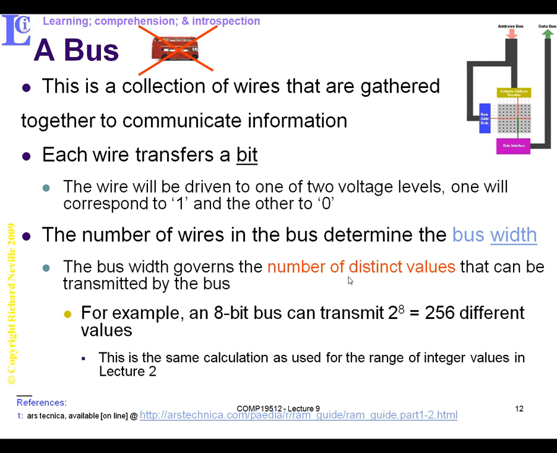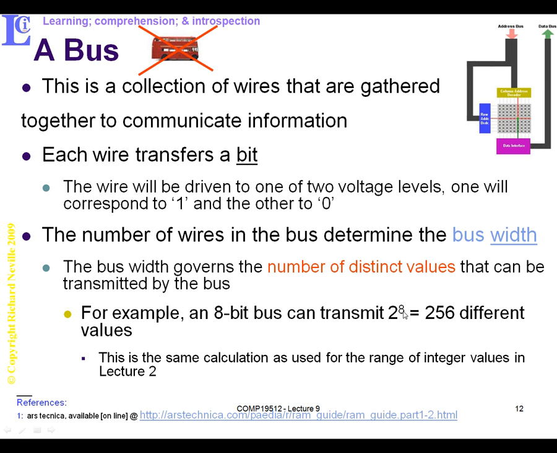I said if you've got 1 line or wire, that can address two locations, address 0 or address 1. Now, if you have, say, 8 lines, an 8-bit bus, 8 wires, the calculation for working out how many different values you can transmit on that is 2 to the number of bits you're transmitting on.